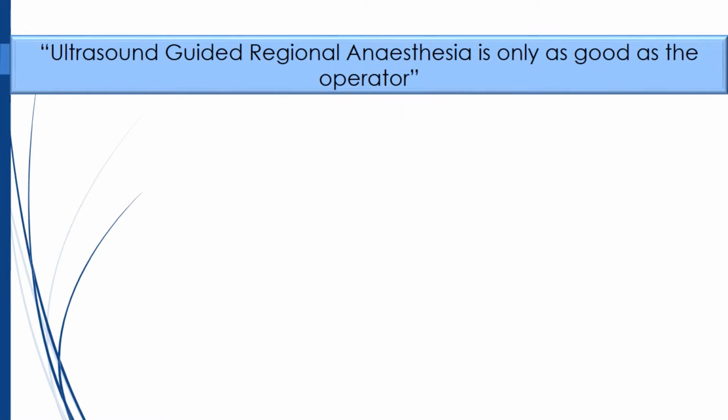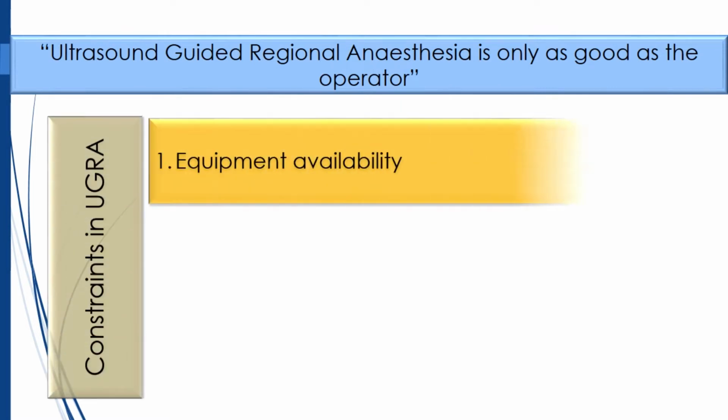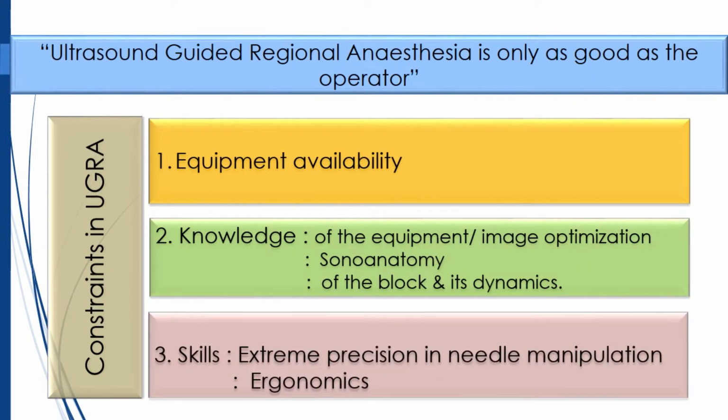Apart from the availability of equipment, what are the constraints in ultrasound guided regional anesthesia? One is the knowledge, other is the skill. Knowledge of the equipment, knowledge of how to optimize an image, knowledge of sonoanatomy, knowledge of the block and its dynamics. And in skills, we need extreme precision in needle manipulation and pay attention to the ergonomics too when such precision is needed.